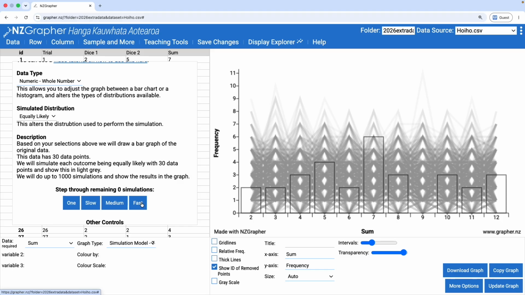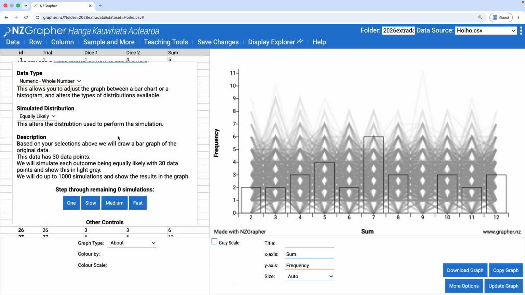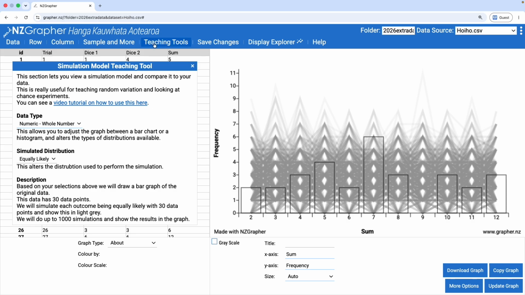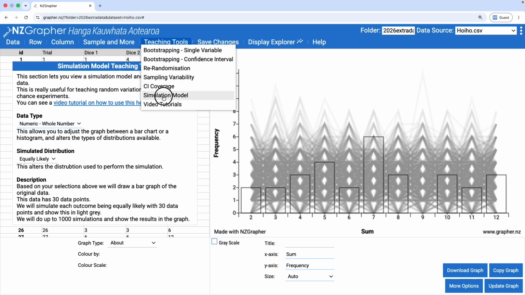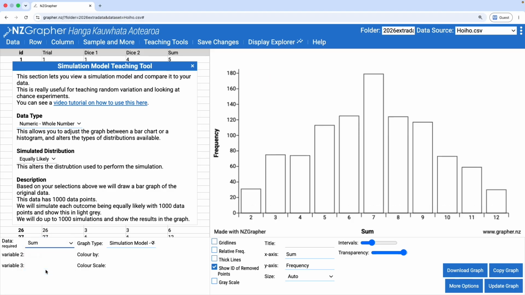Now, what would happen if I come in here and go data, probability simulation, and rather than doing 30 trials, let's do 1,000 trials. And now we'll come back into our simulation model and we will look at the sum. That's looking a little more triangular. Now, is it perfectly triangular? No, it's not perfectly triangular, but it's reasonably triangular.